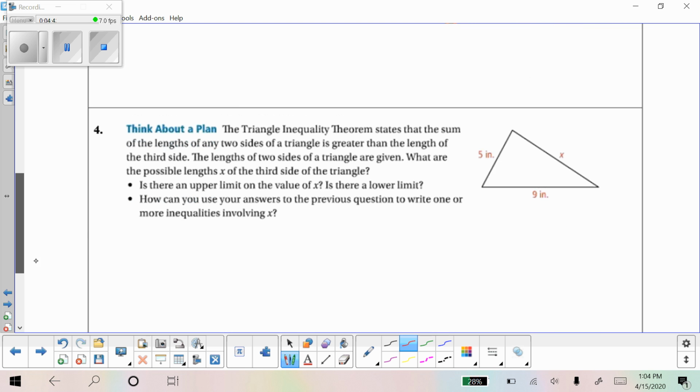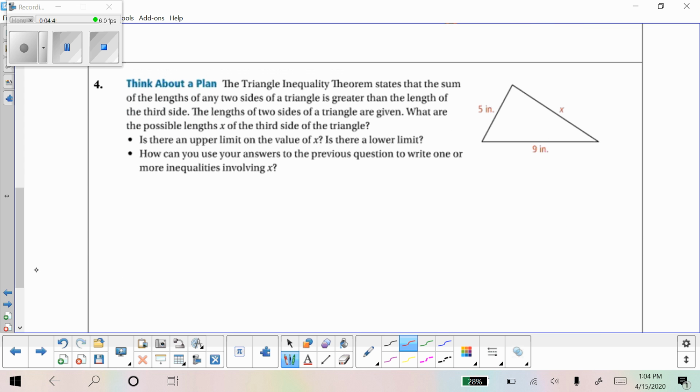I thought there's one more I'd go over. This bottom one here is kind of difficult. It's about the triangular inequality. Basically, what they're saying is that any two sides of a triangle, like these two sides, have to add up to more than this side. So that tells you that there's a limit on x.